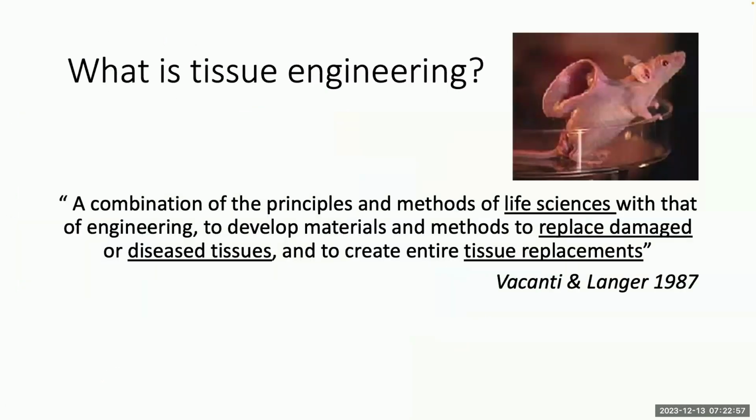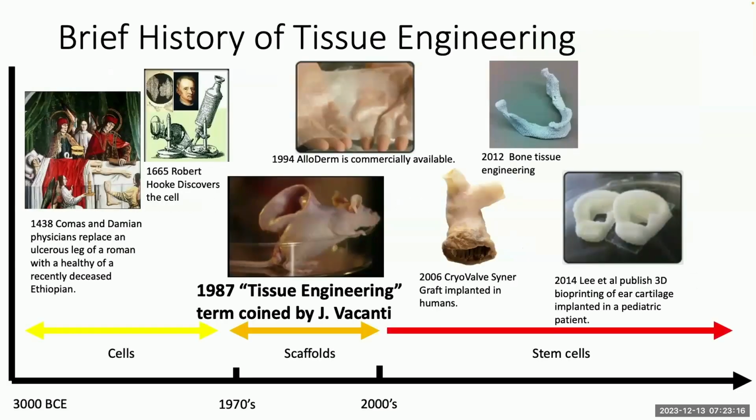Well, for now, I think you already understand that tissue engineering is merging biological methodologies with engineering methodologies to create tissues that we can later use to replace the damaged ones. And this was coined back in 1987 when the term was coined. But really, looking at the history, we've been talking about tissue engineering since almost ever.